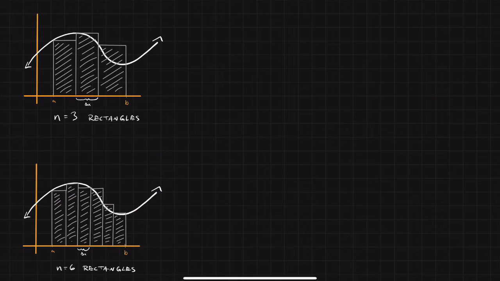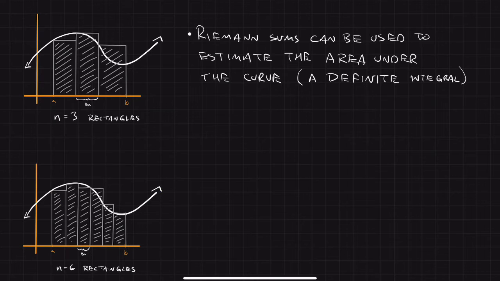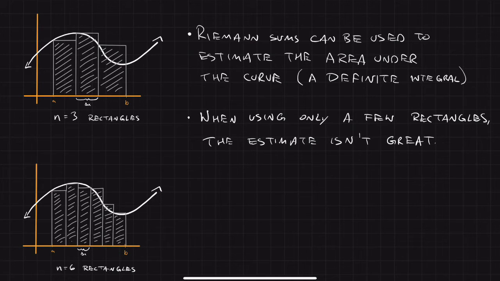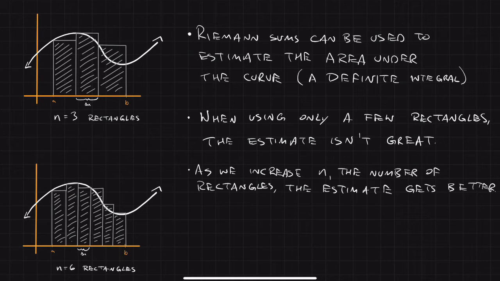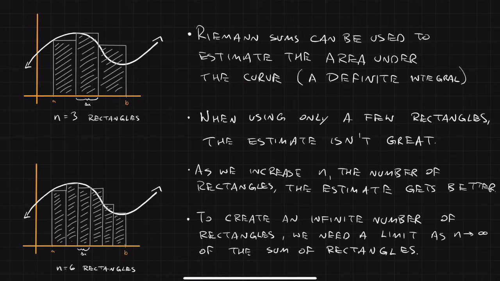Okay, so what have we figured out so far? We know that Riemann sums can be used to estimate the area under the curve, and the area under the curve really is just a definite integral. When using only a few rectangles, the estimate isn't going to be very good. But as we increase n, which is the number of rectangles, the estimate is going to get better and better. In order to get the best estimate, we can create an infinite number of rectangles.